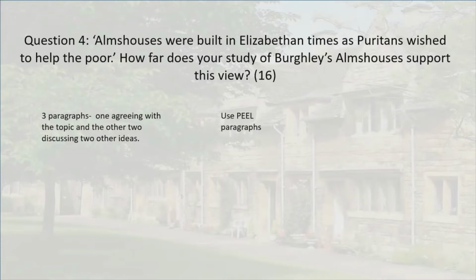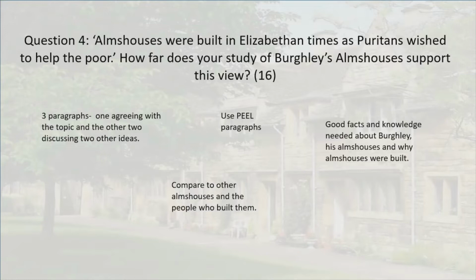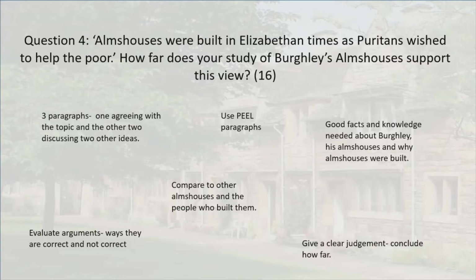We need to use our PEEL paragraph skills. We need to use good facts and knowledge about Burghley, his almshouses and why they were built. We need to compare to other almshouses and the people who built them. We need to evaluate arguments, think about ways they're correct and not correct. So we're giving both sides of the argument. And that will help us come to our clear judgment at the end: how far we agree with the statement, mostly or partly correct.